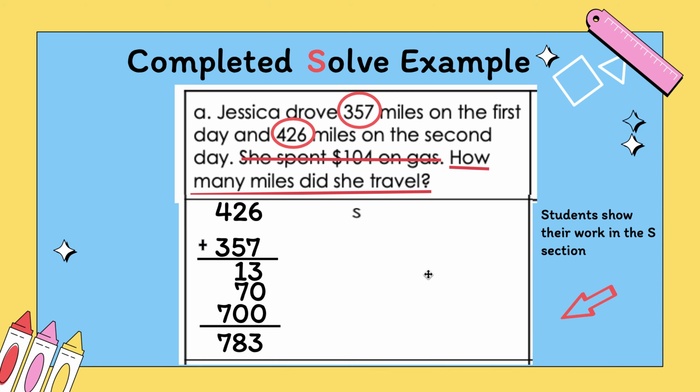The next portion is solve, which is where students show their work. In this example, we've used the written method to solve the equation, but students can use a strategy they feel the most confident in to solve. So another strategy they could have used for addition like this would have been a number line. So the answer we got was 783 in this example.